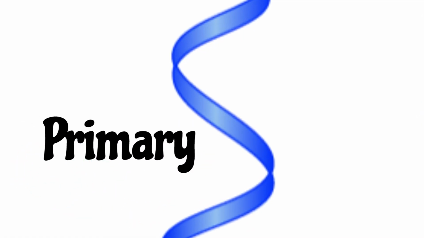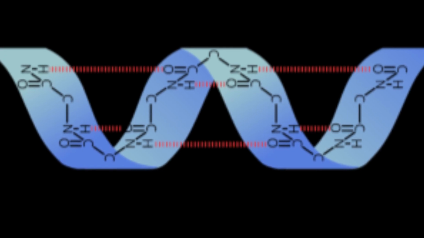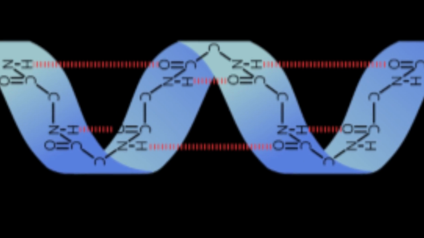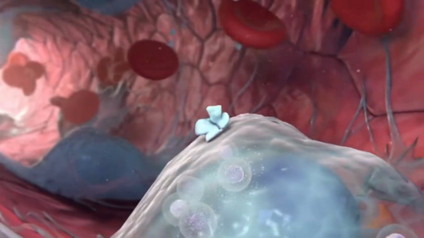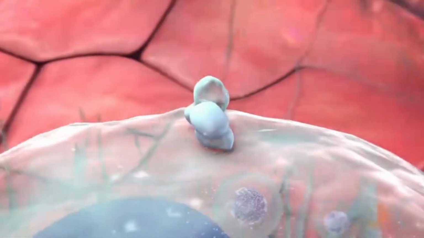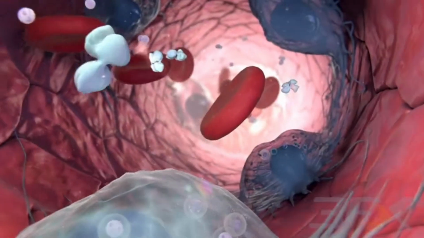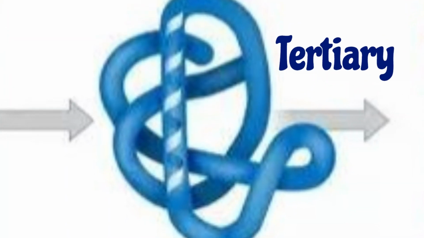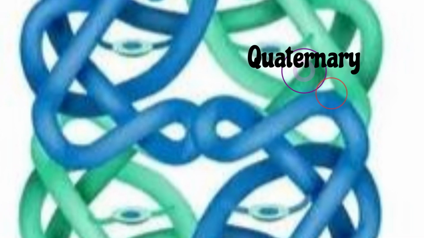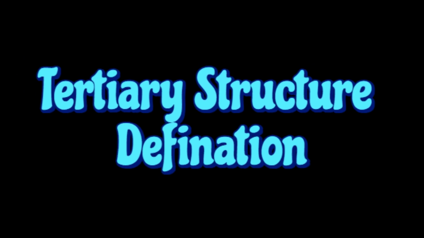We've talked about the straight-line primary structure and the local folds of the secondary structure, think spirals and sheets. But to do their real jobs, proteins need to become true 3D masterpieces. Today, we are diving into the final, functional shapes, the tertiary and quaternary structures. Let's get folding. Tertiary structure definition.